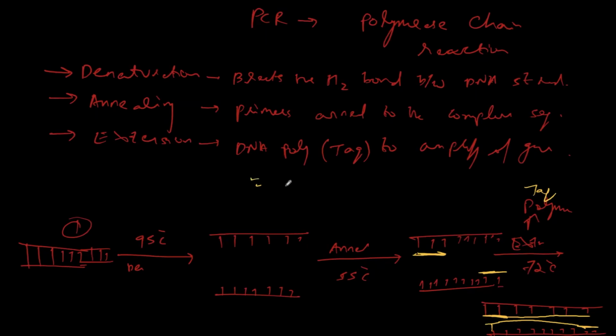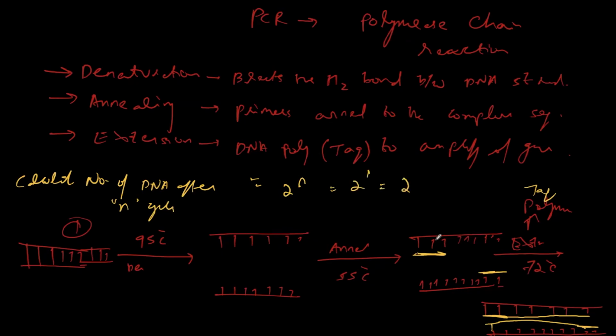Therefore, if you want to calculate the number of DNA after n cycles, the formula is 2 to the power of n. For example, in this case, there is only one cycle occurring, so 2 to the power of 1 is 2. Basically, at the end of the day, you got 2. What if there are 4 cycles? 2 to the power of 4 is 16.